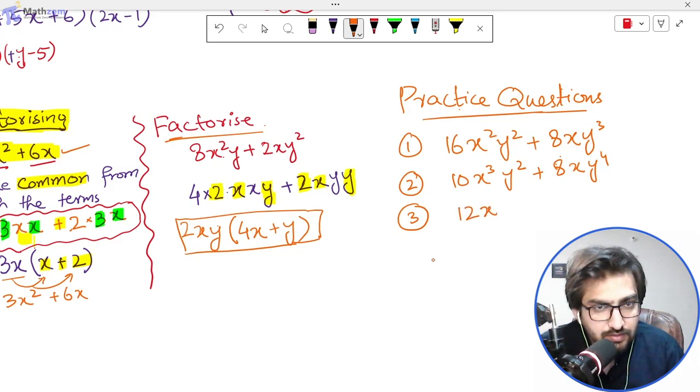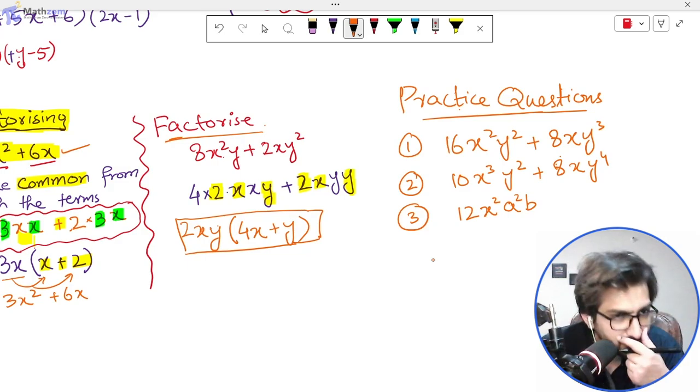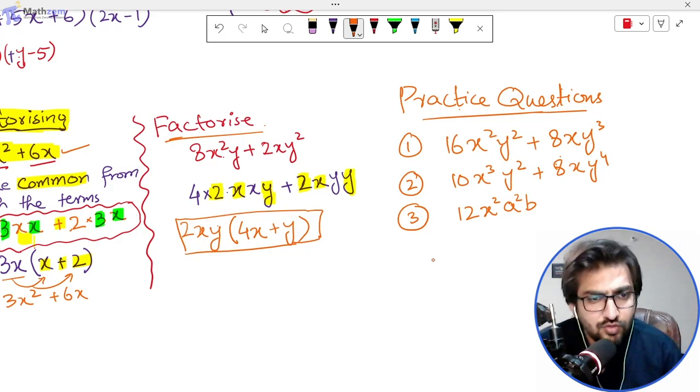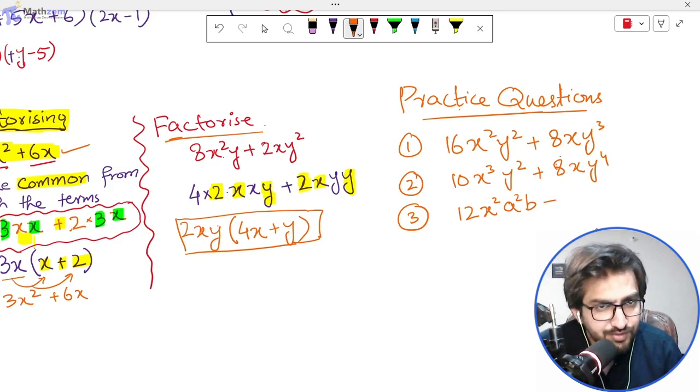And question 3 is 12x to the power 2 a square b. It does not matter whether there is x y or a b c, it does not matter. Okay, you just need to take the similar terms. Plus 13x power 3 a b square.